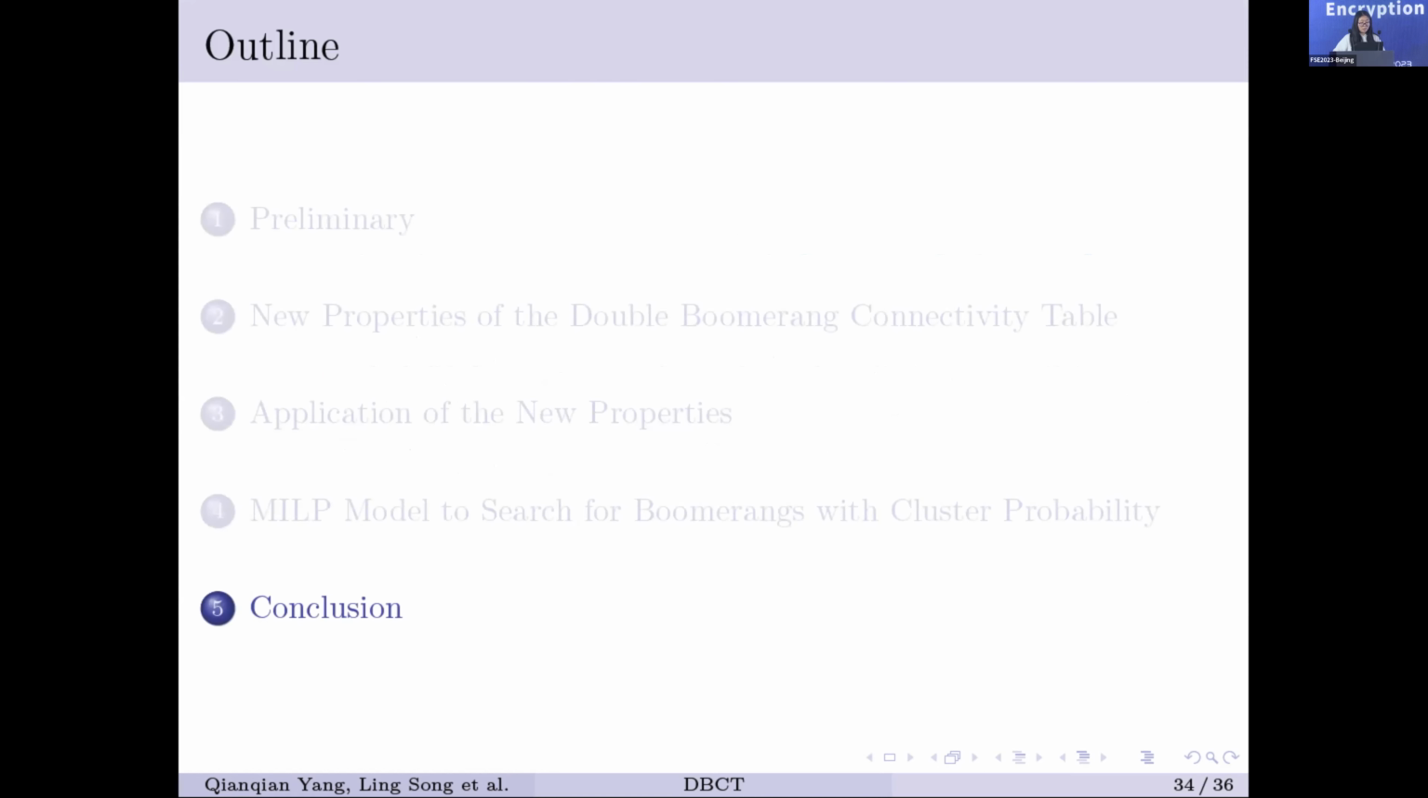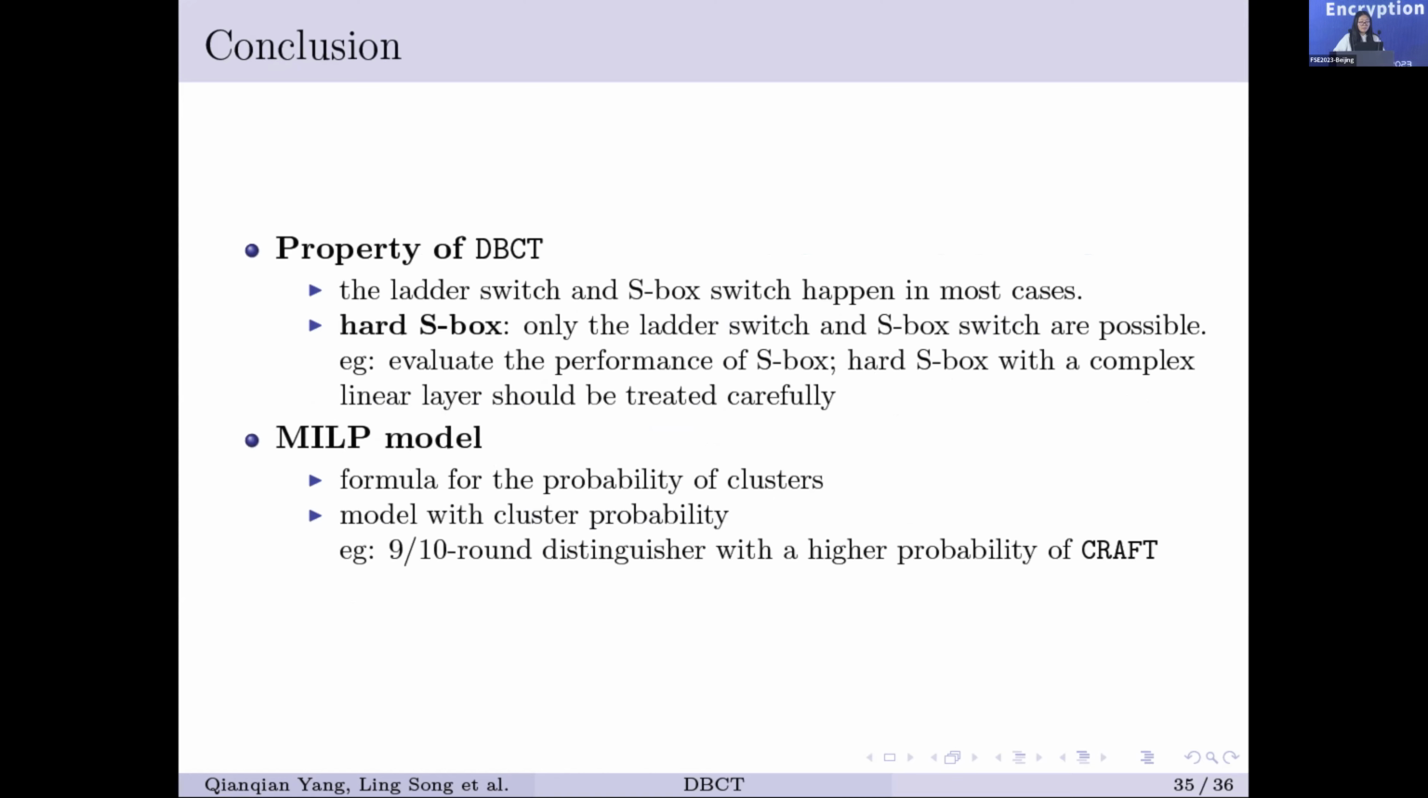Now this is the conclusion. At first, we give some properties of DBCT, such as the Ladder switch and the S-box switch happen in most cases for all S-boxes. And for hard S-boxes, only the Ladder switch and the S-box switch are possible. These properties tell us that the DBCT is important to evaluate the performance of S-boxes, and hard S-boxes with a complex linear layer should be treated carefully.